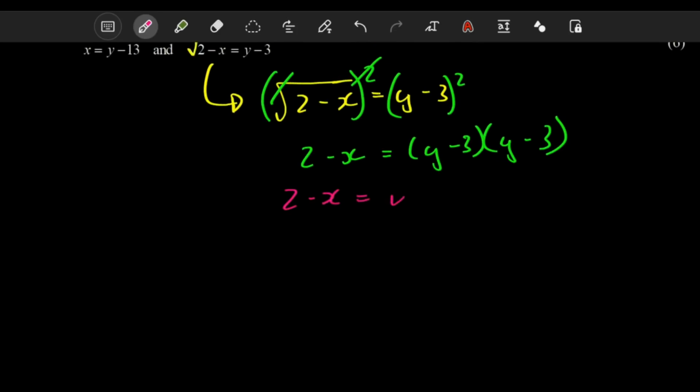But anyways, y times y, this is y squared, this and that, negative 3y, positive 9.